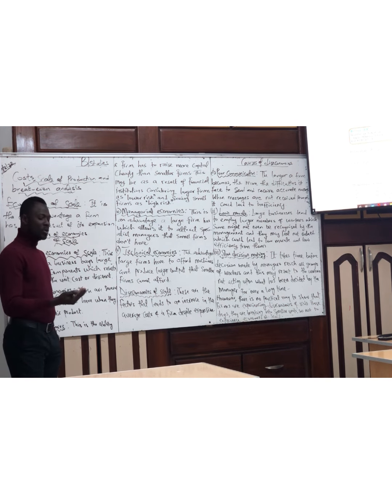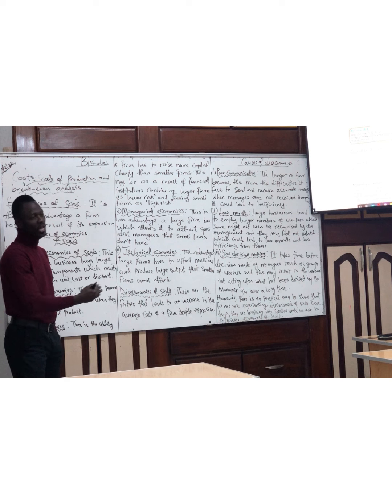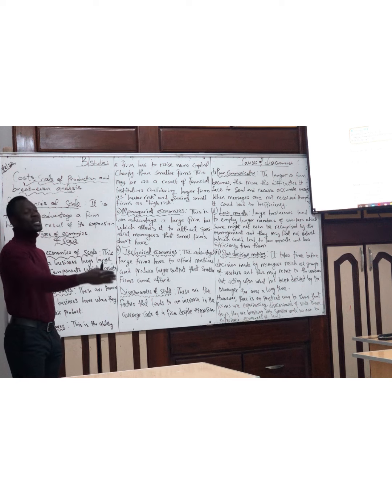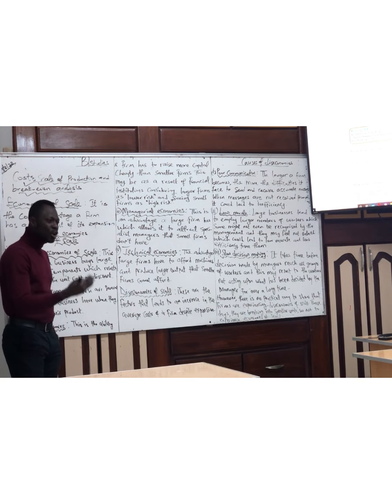So one of the ways to reduce cost is to try to expand your production. When you succeed in expanding your business, like your production line, it will reduce your cost of production. So when you are able to expand your business, you are able to enjoy a cost advantage, and that is what we call economies of scale.